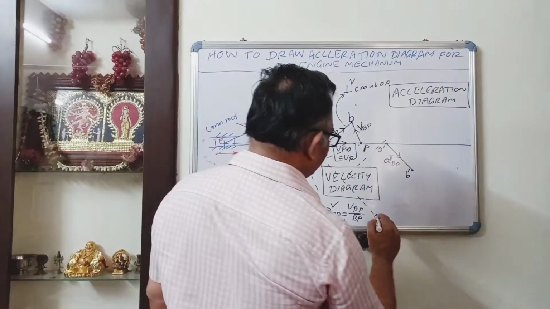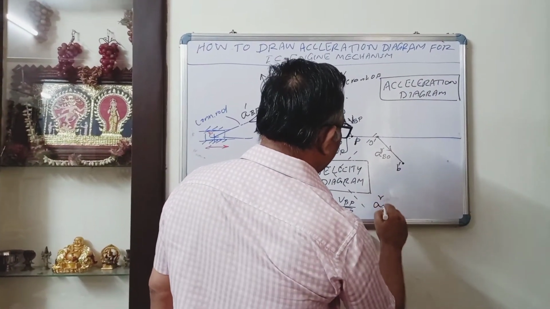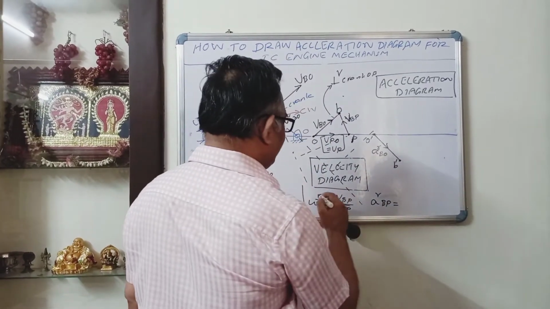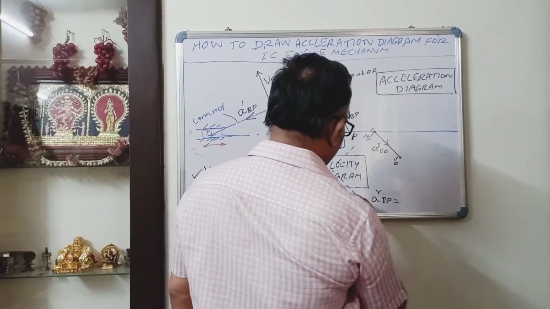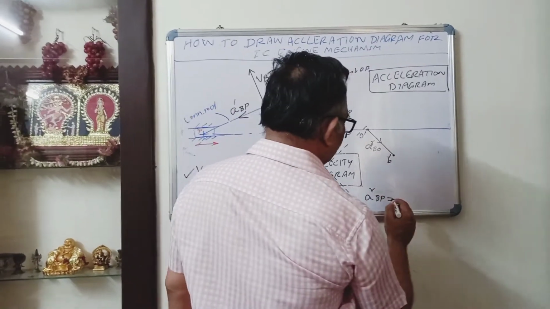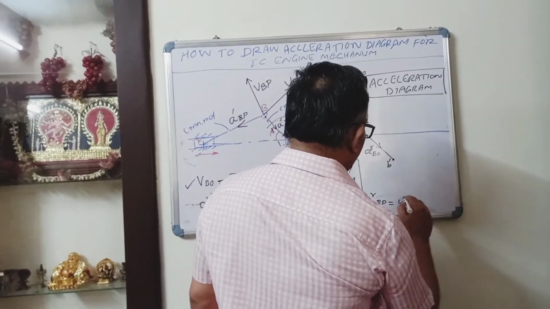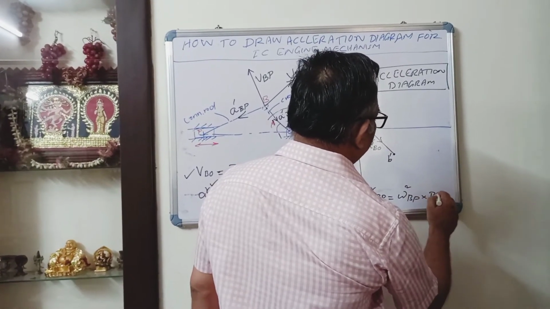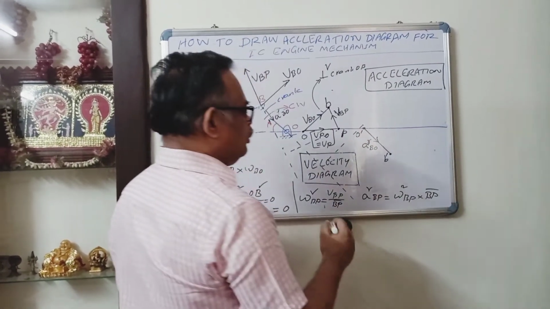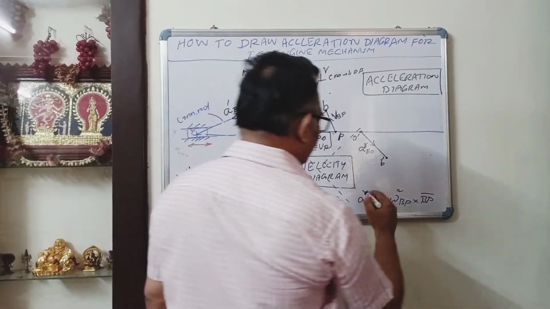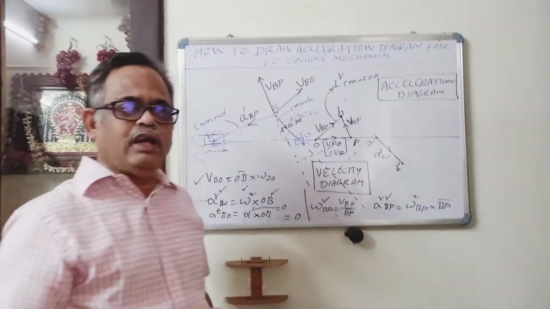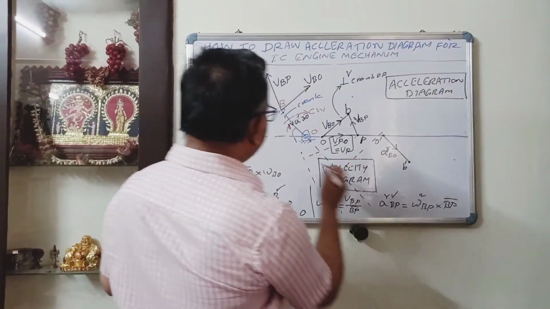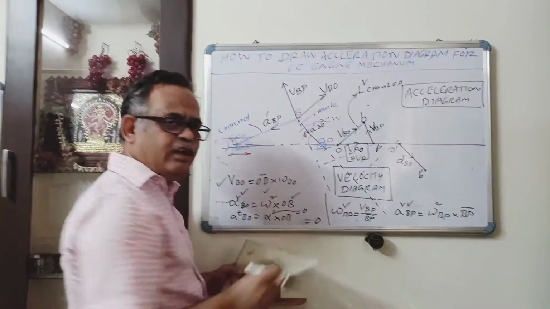Once you find this, having found it from the velocity diagram, the acceleration A radial BP is equal to omega square BP into length BP. You calculate this and find out its value. Now this is also known, right? So this A radial BP, in which direction does it act? Along the length of the connecting rod it acts, right?